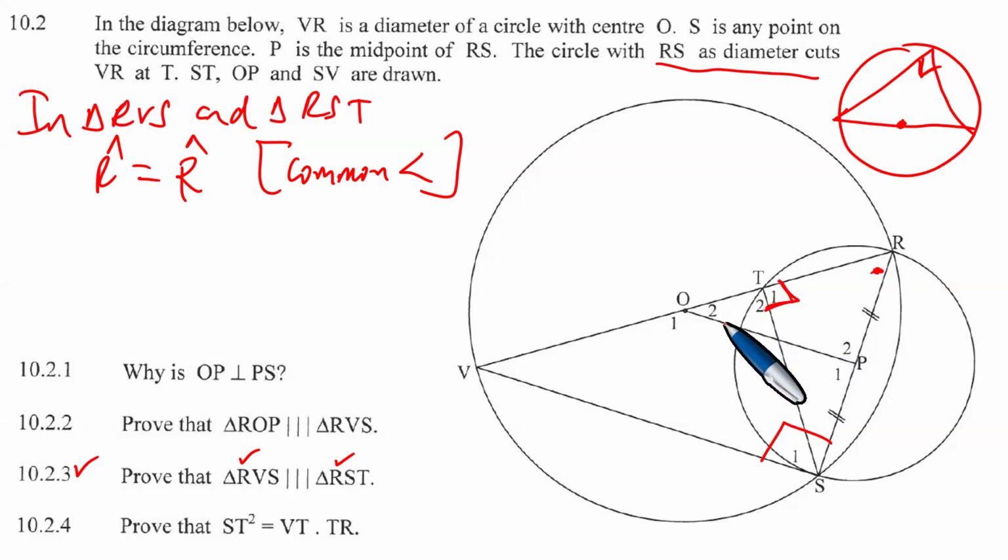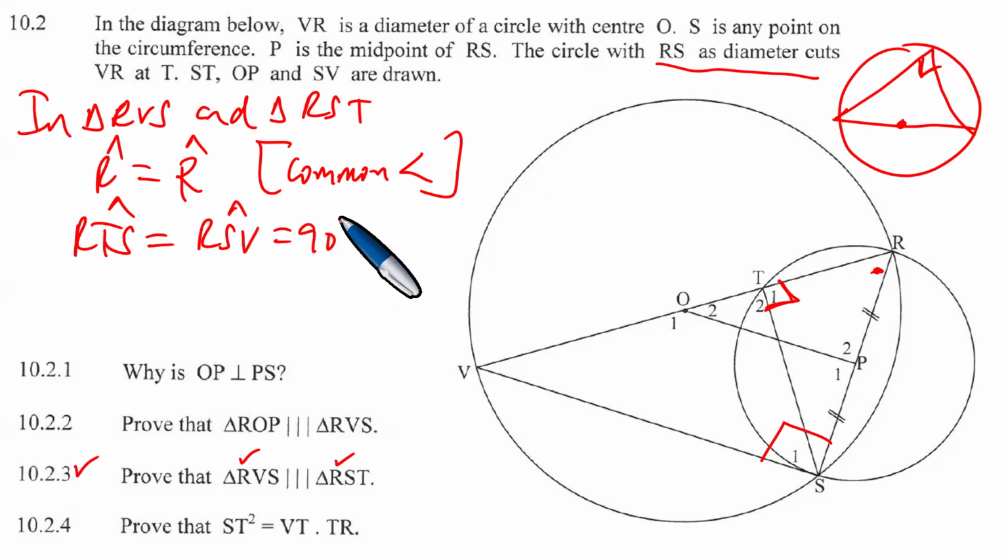So this is something that you need to state in triangle RST. But also now we have triangle RVS, so that at this point angle RTS is equal to angle RSV, and this is 90 degrees. Why? It is an angle in semicircle.